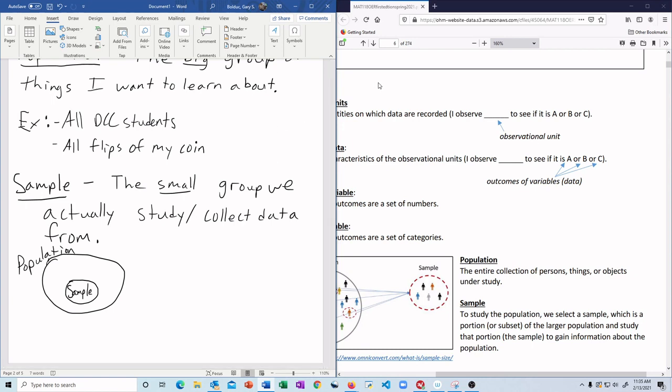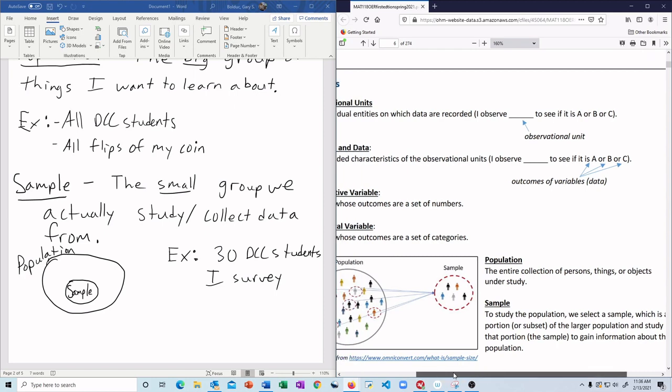So then you can continue examples from the ones you've previously done, or you can make up new ones, or add in new ones that are different. So for above, I could say something like, instead of all DCC students, my example could be 30 DCC students I survey. It's the smaller group.